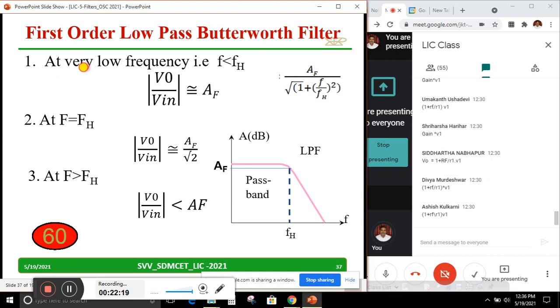At very low frequency, F is very much less than Fh. This term will become small, and 1 plus this doesn't affect AF. When both are the same, F and Fh, it will become 1, and 1 squared plus 1 is 2, so AF by root 2. When F is very high, this becomes a large number, so automatically it will be AF divided by some number. So that's why it's less than AF.